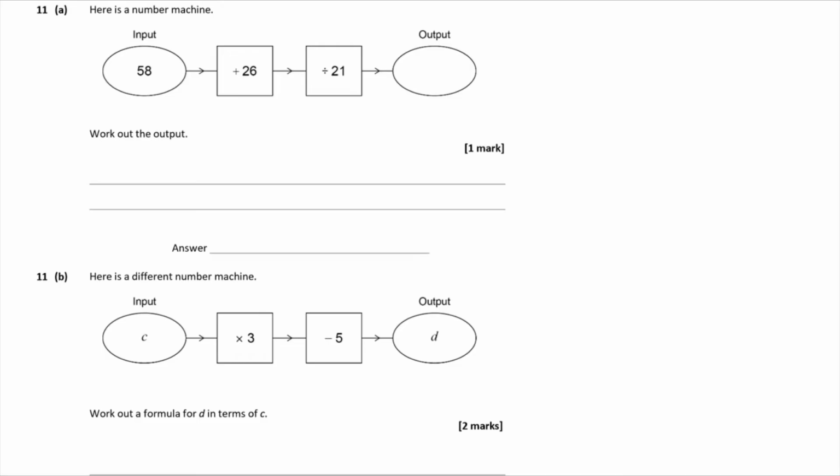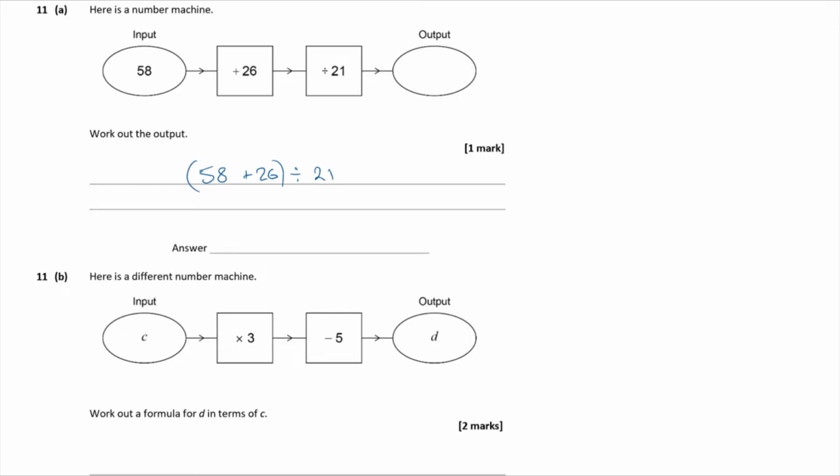Question 11a, here is a number machine. I've got 58 as the input, 26 is added to it, and then it's divided by 21. Then we need to work out the output. Okay, well, what is 58 plus 26 divided by 21? There are implied brackets around there because we're adding the 26 first. So that's what we need to work out in our calculator.